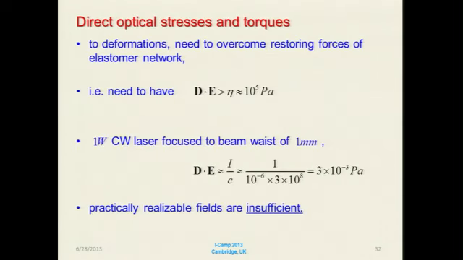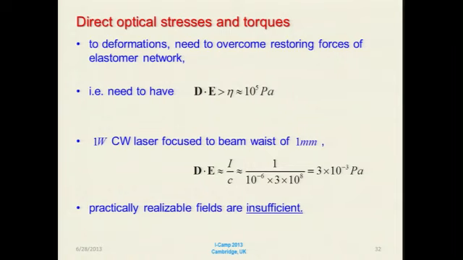Okay, so now the quantities, both the stress and the torque, have the structure of d dot E, and for light to do anything, this energy density has to be comparable to Young's modulus. So now you see the problem. We have to make d dot E equal to 10 to the 5th pascals.